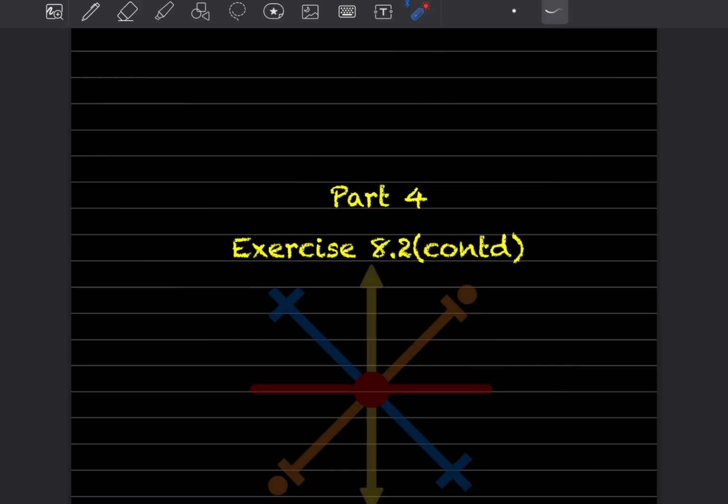So today we'll do part 4. In that we'll see exercise 8.2.